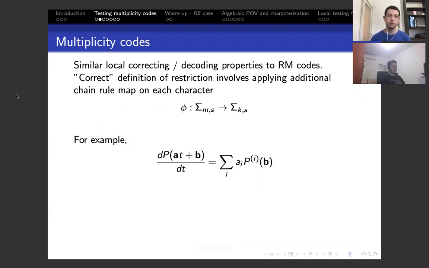Multiplicity codes have similar local correction algorithms to Reed-Muller codes. To define the restriction correctly, we need to apply a chain rule map. This is because the size of the alphabet of the multiplicity code depends on the dimension we're in. So for example, if we look at the derivative of a polynomial restricted to a line, this is equal to a linear combination of its directional derivatives, where the coefficients of the combination are the direction of the line. So once we define everything properly, multiplicity codes are locally correctable with algorithms reminiscent of the Reed-Muller algorithms.